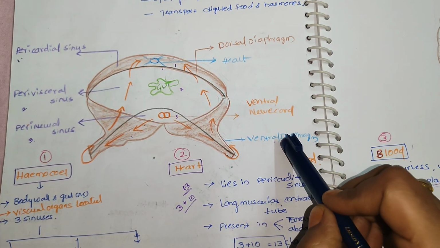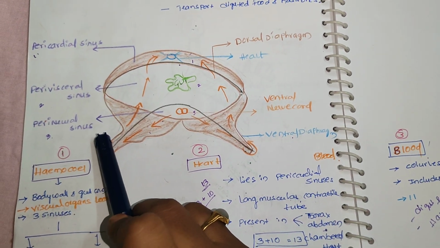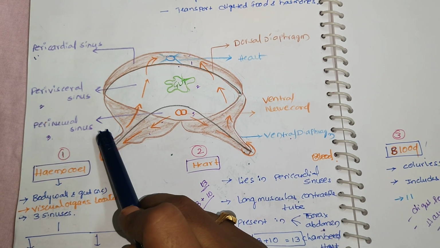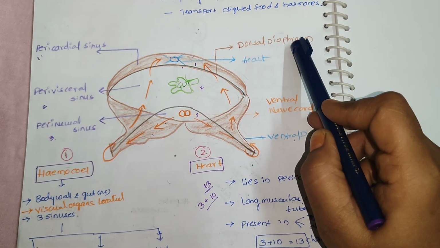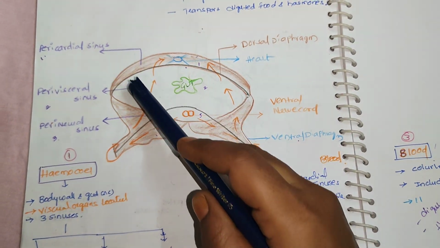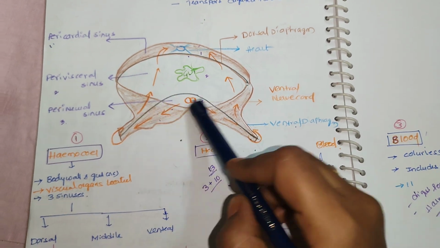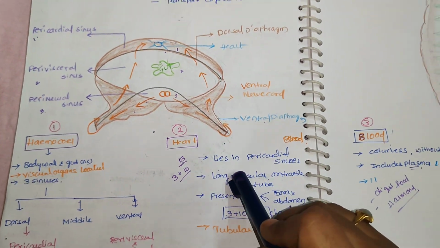The ventral diaphragm separates the perivisceral sinus and the perineural sinus. The dorsal diaphragm separates the pericardial sinus and the perivisceral sinus. This may be an MCQ. Then we come to the heart.